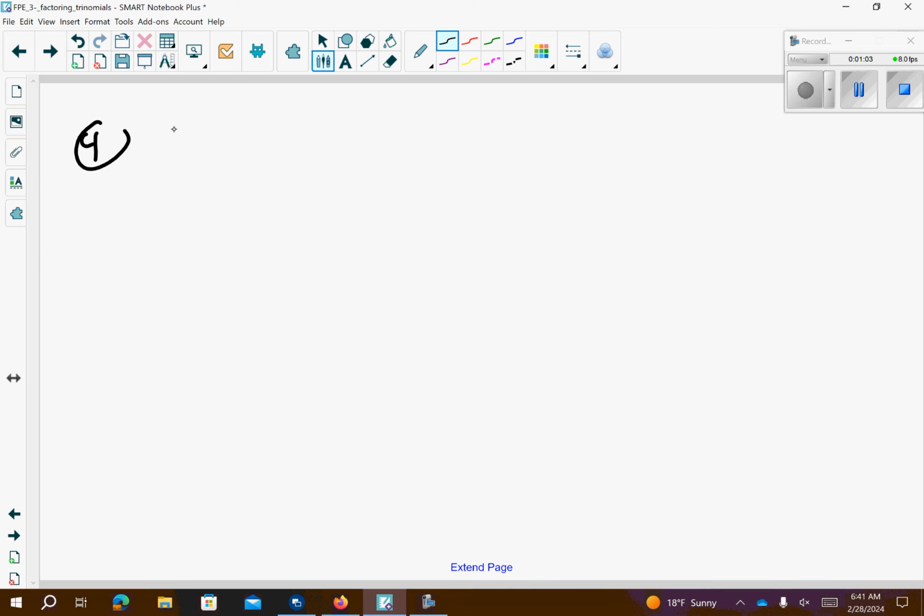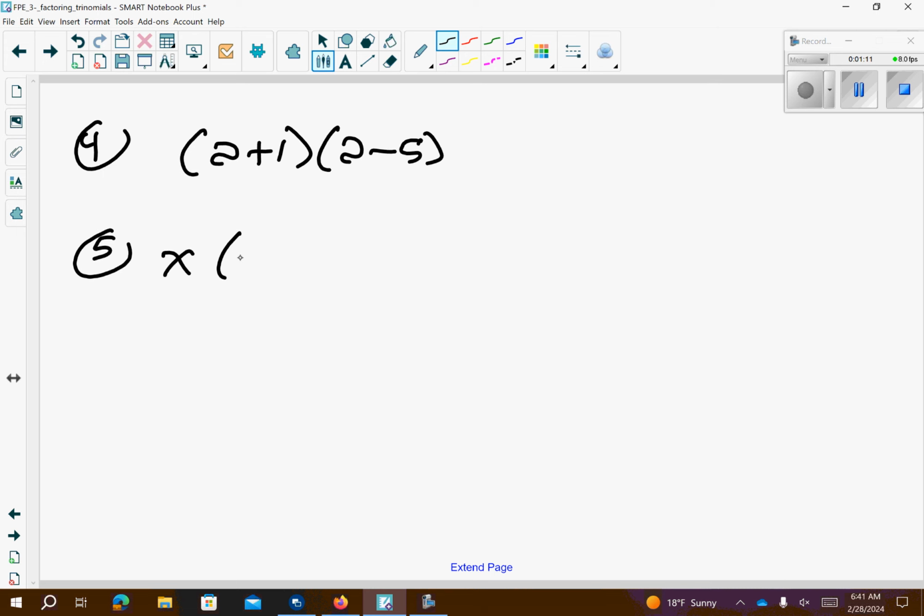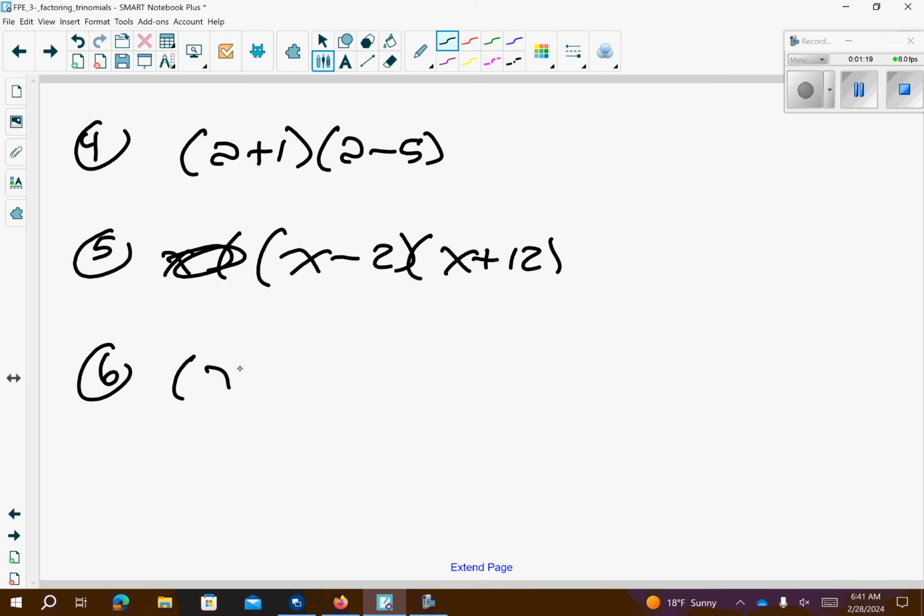Number 4, if you just look at it, I'm just going based on the problem. There's no reason for me to write it down. That's going to be x minus 2, and then whatever I've left, x plus 12, or 6. We have the x plus 3s that are the same, and then whatever's left over goes in the other set of parentheses.